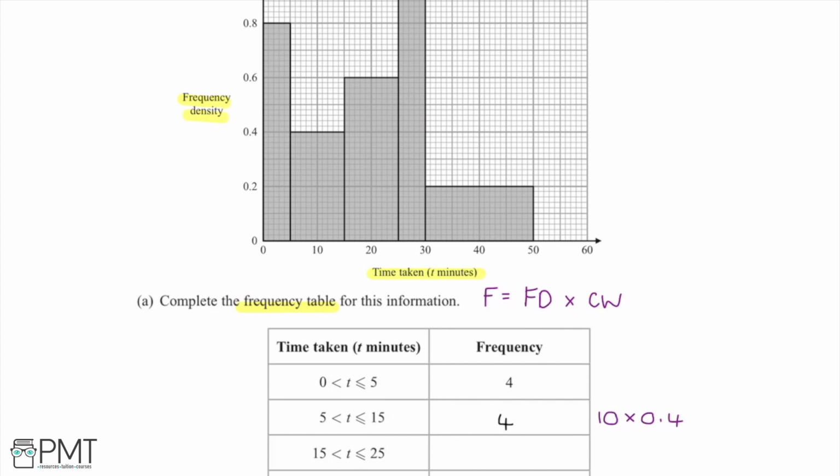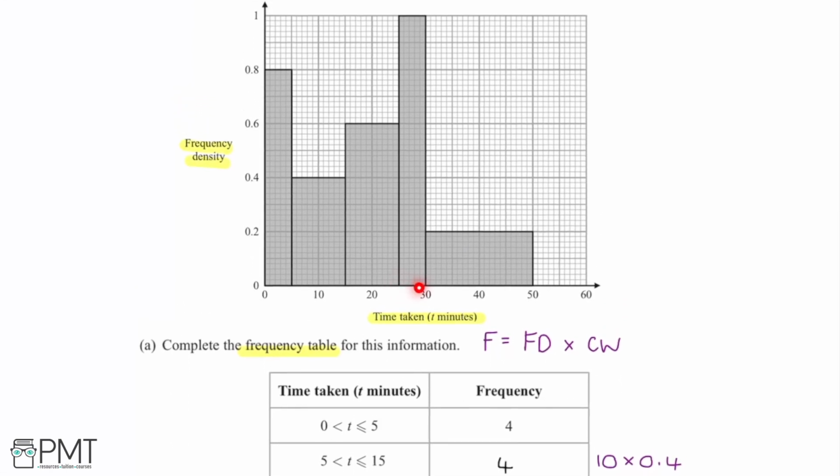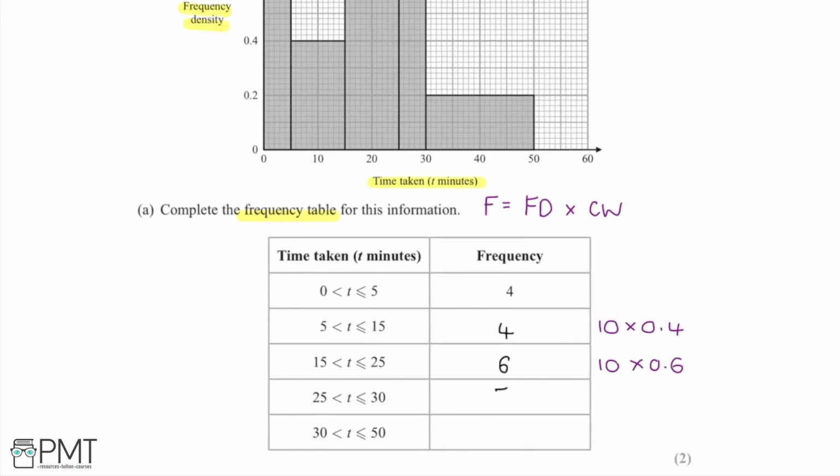Similarly, for the next bar along, we've got the class width 15 to 25 here. This bar has a class width of 10, and a height, or frequency density, of 0.6. So we're going to have 10 multiplied by 0.6, and that gives us an answer of 6. Then we can apply the same principle to the last two. This one has a class width of 5 this time, 25 to 30, and a height of 1. So 5 multiplied by 1 gives us an answer of 5.